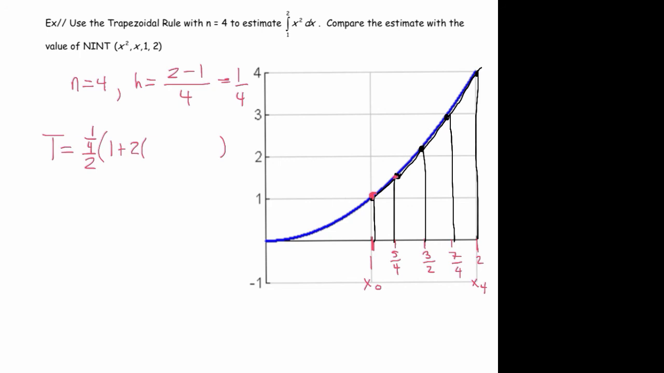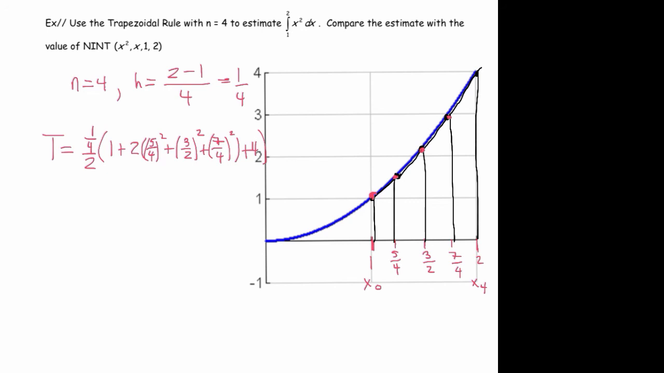So the next y value would be 5/4 squared plus 3/2 squared plus 7/4 squared, and then that's the end of the ones that get doubled. I'll simply add that to 4, which is 2 squared.